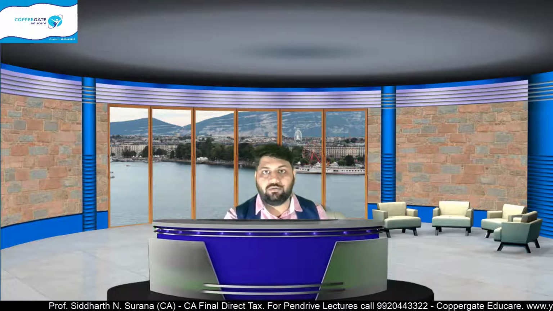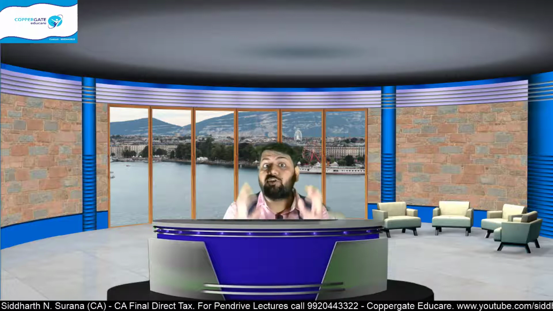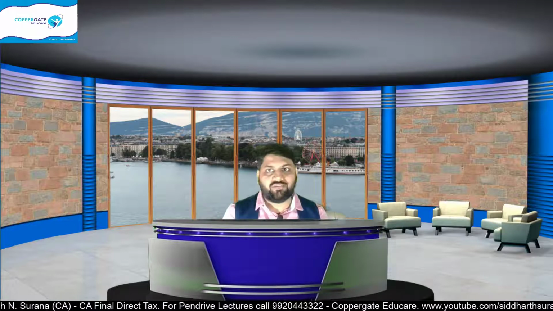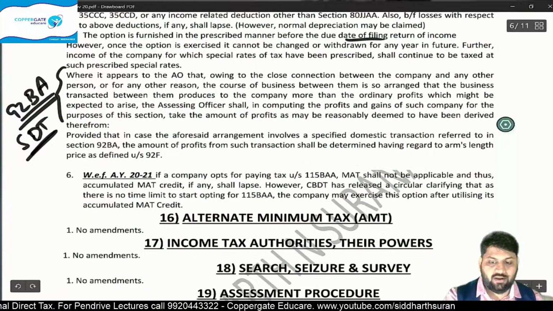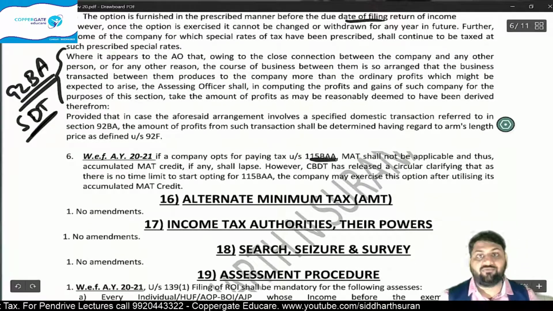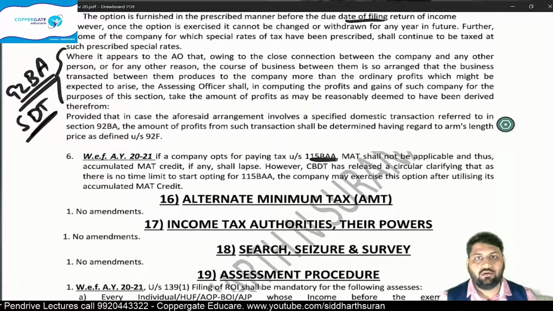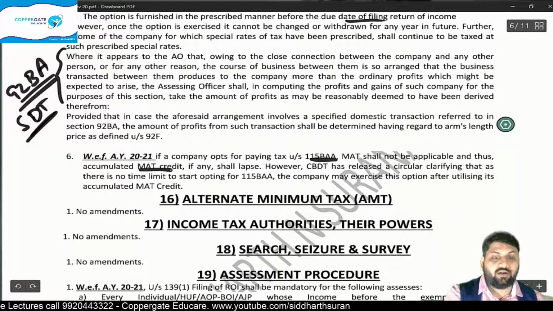A big question arises. Will there still be some companies that will continue in the old regime? Yes. One, that company which has got all these deductions in huge quantum, then it is better that we take our deductions and pay tax at normal rates. And second, one more company, that's our last amendment, that if you opt for the new regime 115BAA, MAT will not be applicable, and then your accumulated MAT credit will lapse.